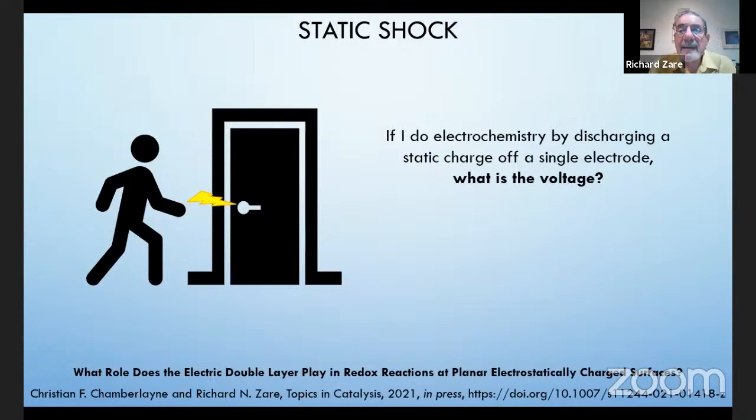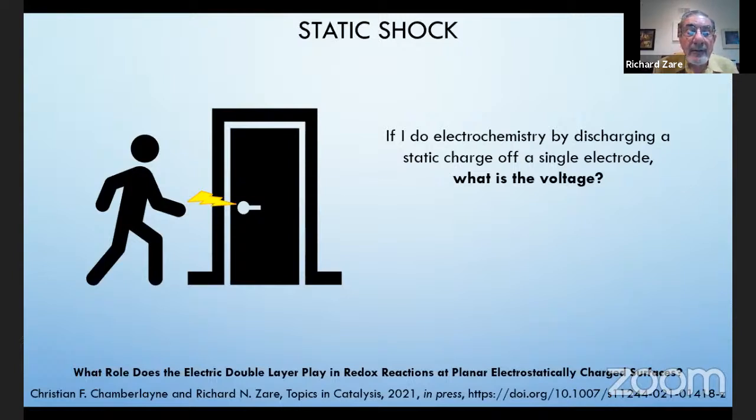Let's talk further about this electric field and what's happening. What role does the electric double layer play in redox reactions at planar electrostatically charged surfaces? We made that calculation, and I think it's in press, though you may be able to download it at this point. And if I do electrochemistry by discharging a static charge off of a single electrode, what is the voltage?